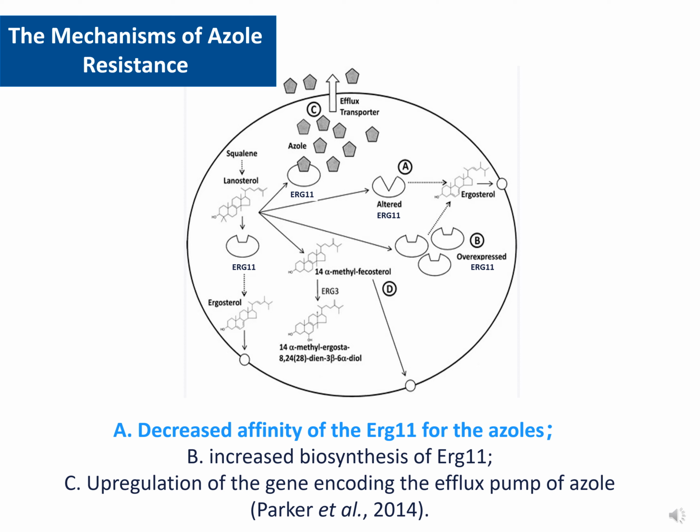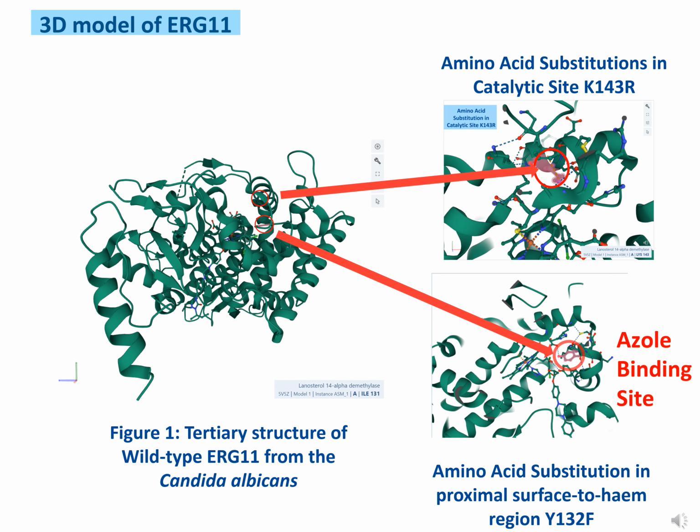ERG11 point mutation causes a change in amino acid, which affects the azole binding to ERG11 and inhibits its activities. So let me introduce this 3D model. This is a tertiary structure of the wild-type ERG11 from C. albicans, and amino acid substitutions affecting the resistance to one or more of these azole inhibitors occur in the catalytic site and between the proximal surface and heme. As you can see from the right bottom picture, the azole binding site is highlighted.